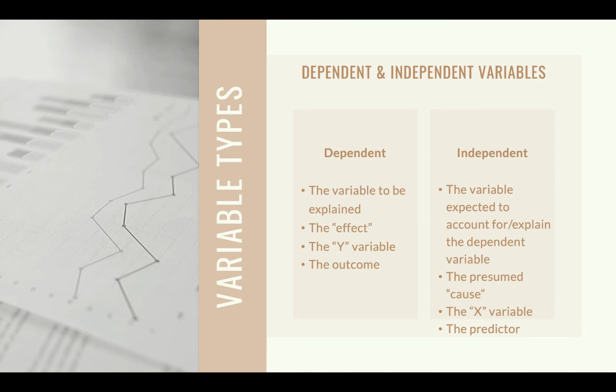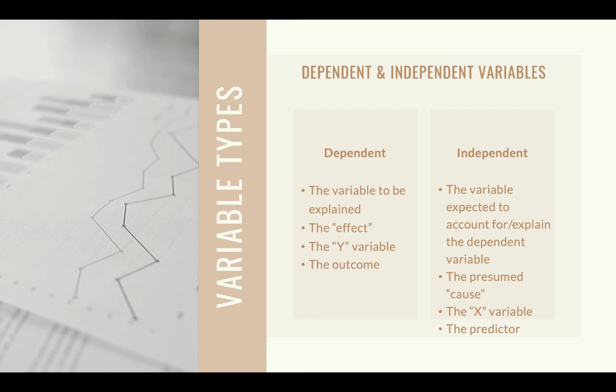Now that we're talking about variables, it's important to talk about various variable types. The main two that we're going to be concerned with here are dependent and independent variables. Dependent variables are the effect, or the y variable, or the outcome, the thing that we want to explain. Whereas independent variables are the things that we use to explain the dependent variable. The variable that explains the dependent variable, the cause, the x variable, the predictor.